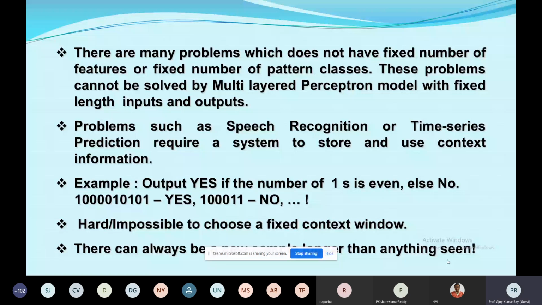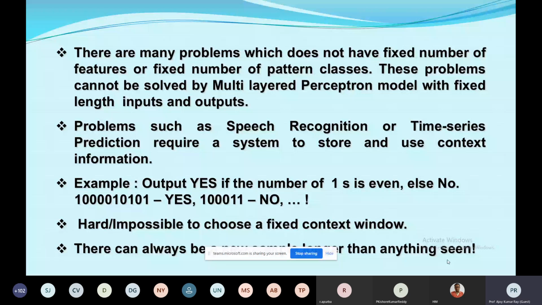And there are a large number of problems where it is impossible to choose a fixed context window. So contextually, when I speak something, it is always contextual, speech. Because I will interpret a particular word with reference to the context in which that word is being spoken. So how can you bring this context information into the learning process?